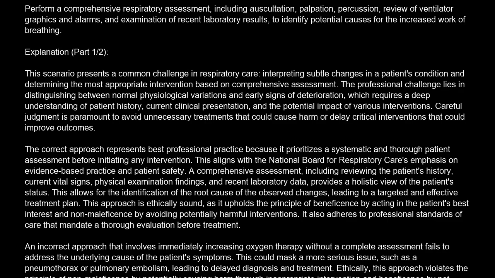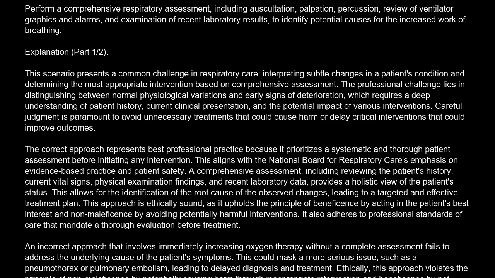The correct answer is C. Perform a comprehensive respiratory assessment, including auscultation, palpation, percussion, review of ventilator graphics and alarms, and examination of recent laboratory results to identify potential causes for the increased work of breathing.